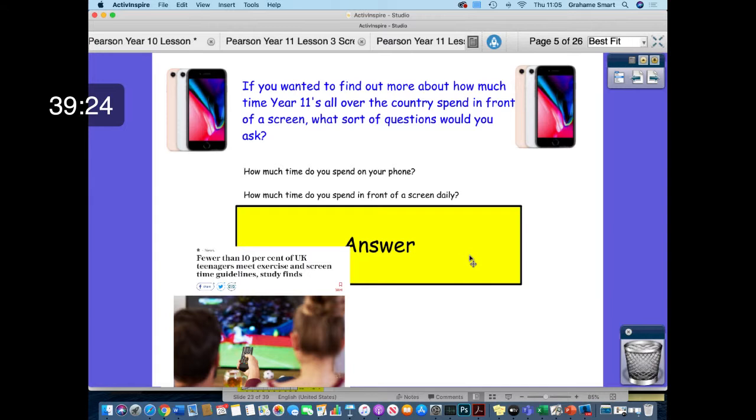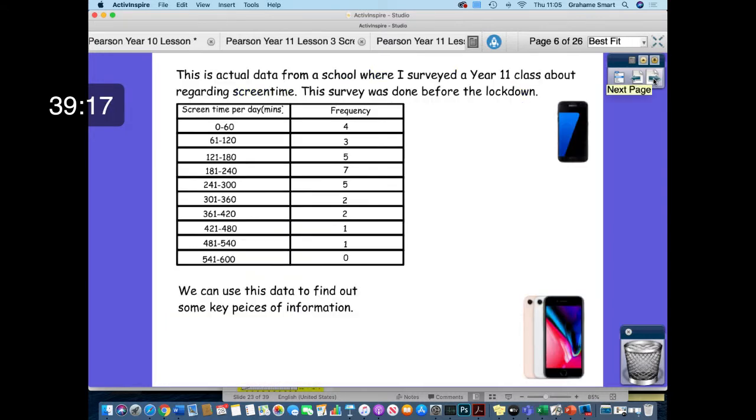Right, so what we're going to do is look at some information that I actually collected. This is real data from the school. I haven't included the school's name because I haven't got permission, but this is real data in the sense that this has come from teenagers, okay? And I've done it as screen time per day in minutes. Okay, I've used minutes, and you'll see here I've gone 0 to 60 and then 61 to 120.